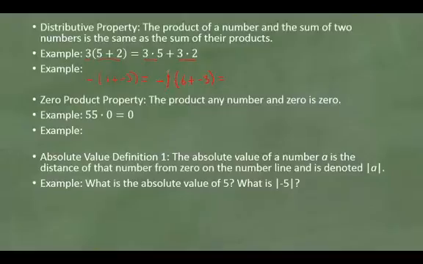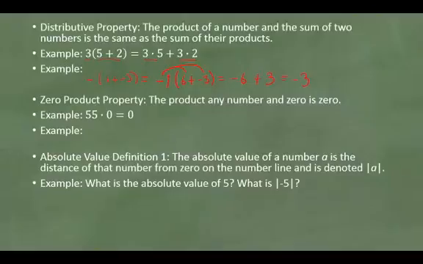But we can multiply first. We could say negative 1 times 6, which is negative 6, plus negative 1 times a negative 3, which is positive 3. Negative 6 plus 3 is negative 3. So it doesn't matter the order, as long as we use the rule the correct way.